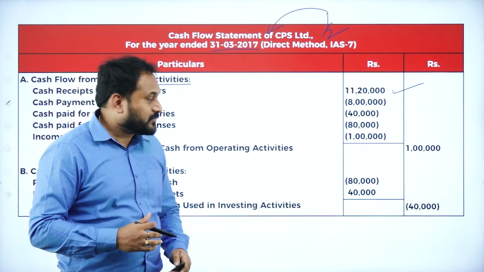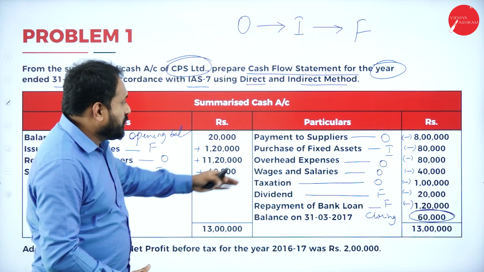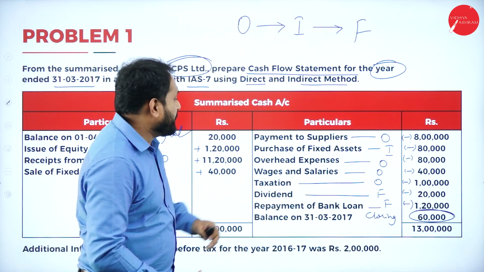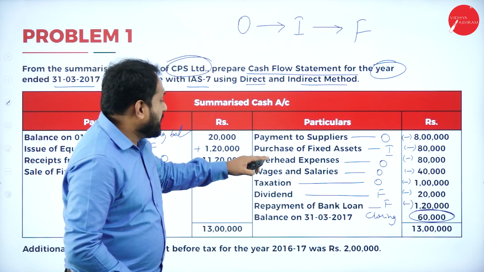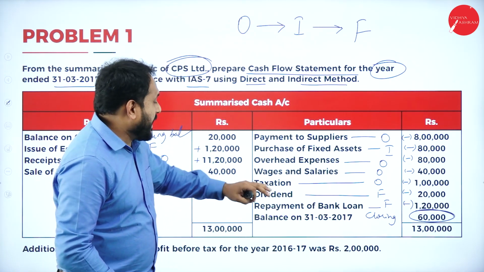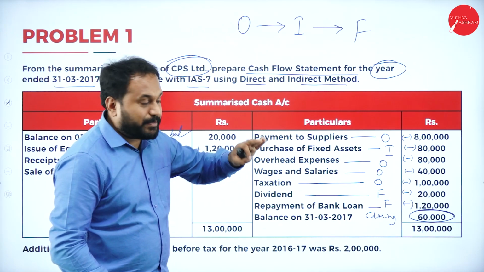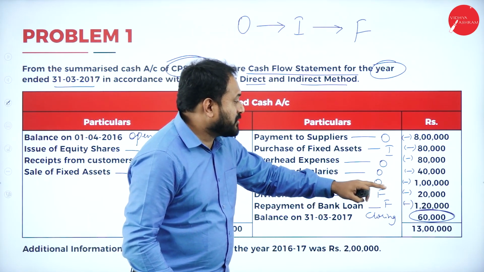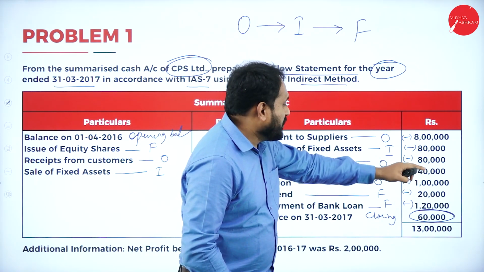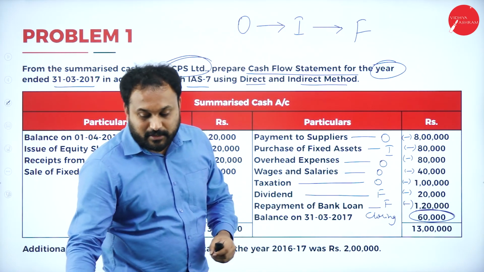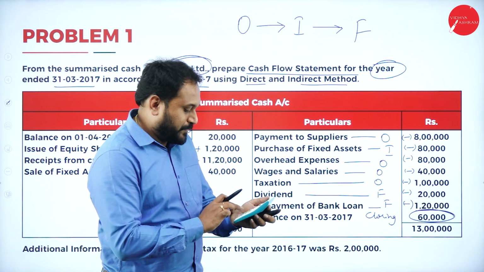Next, after this, you have operating here. What is the operating? Payment to supplier, you need to subtract. Overhead expenses, you need to subtract. Wages and salary, you need to subtract. Taxation, you need to subtract. So it is like this: you have 8 lakh, then you have 80,000, 40,000, 1 lakh rupees. So let's go with this calculation.